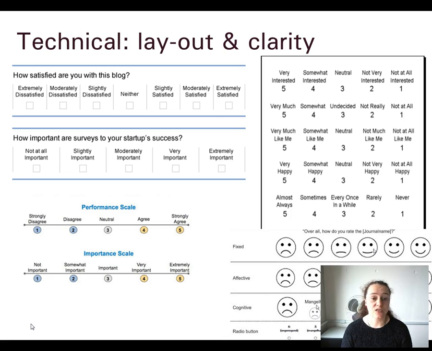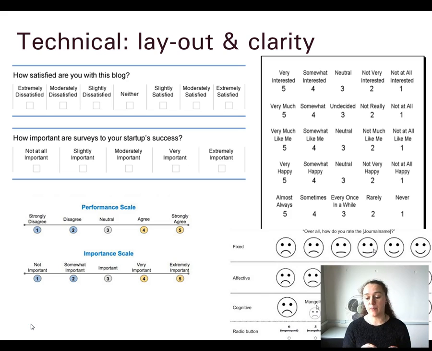So then on the technical side, there's layout and clarity. There are different ways of making your scales. The most general scale is from strongly disagree, disagree, neutral, agree, strongly agree. This is one of the most used scales, which works very well with people agreeing with a certain statement.